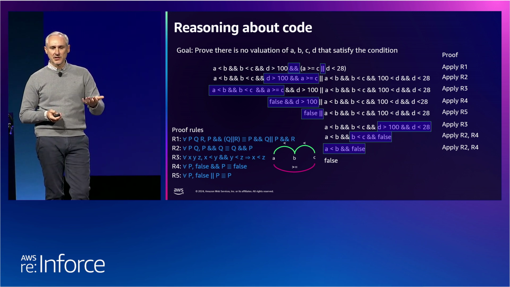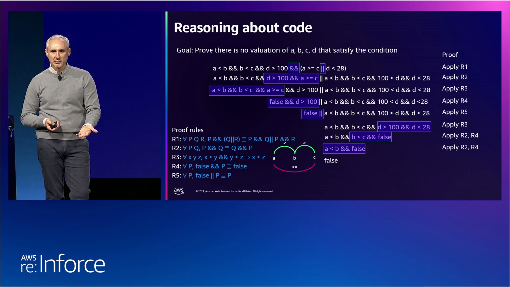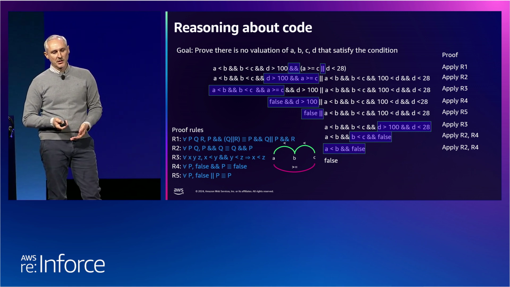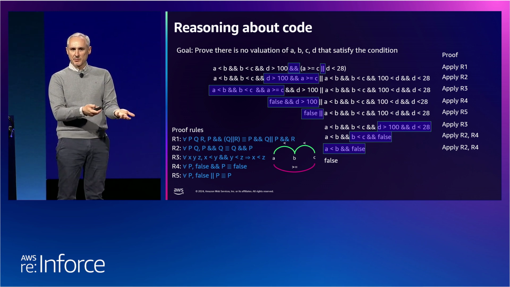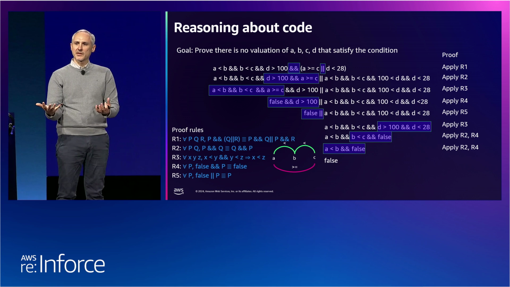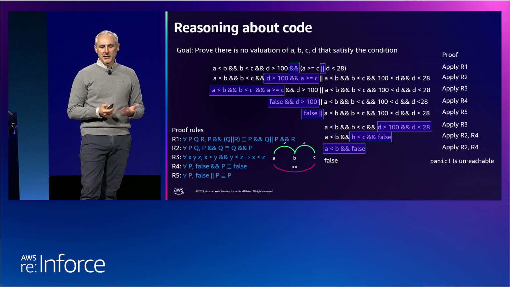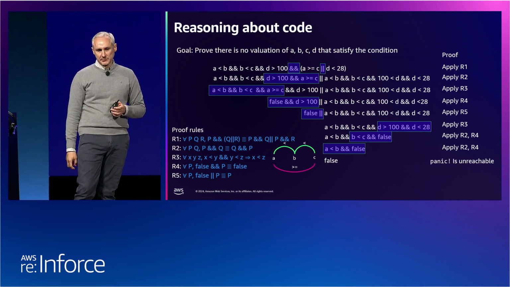The evidence I give you, the proof of that, is the sequence of rules that I used to get there, and I give you the rules. If you trust that these rules are correct to begin with, you can just replay the proof steps, and then you can convince yourself that what I'm telling you is actually true. And I can conclude that panic is unreachable.